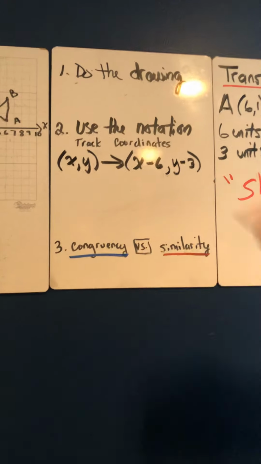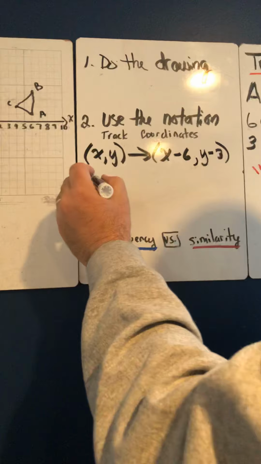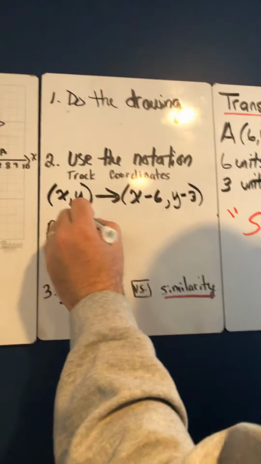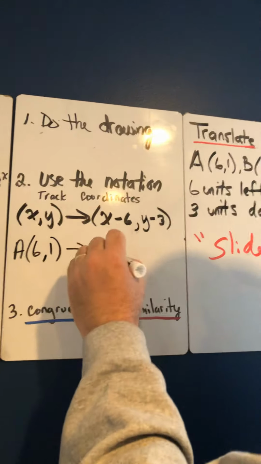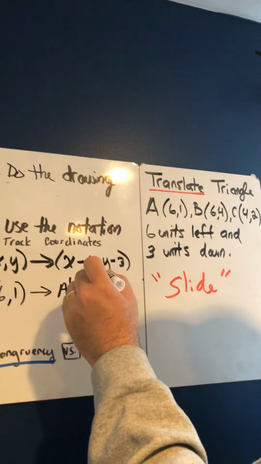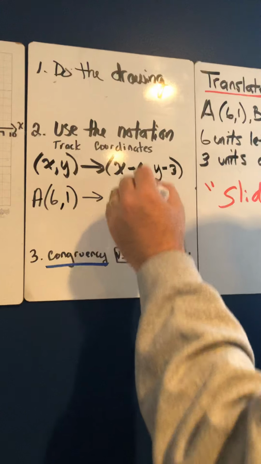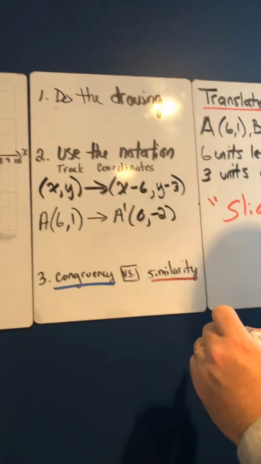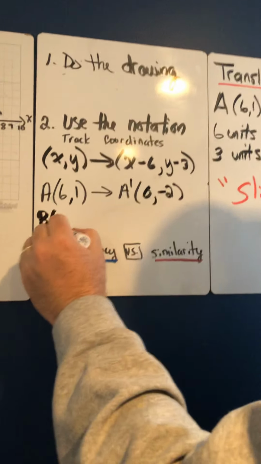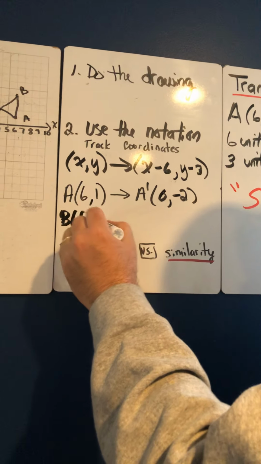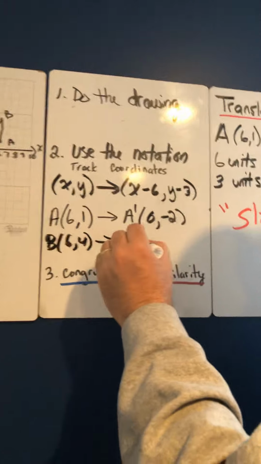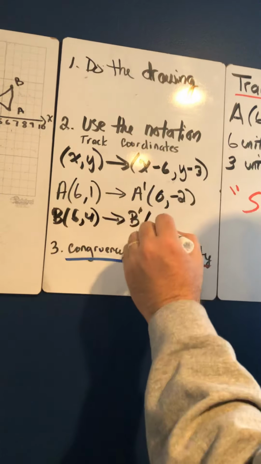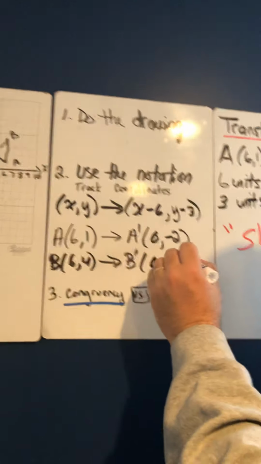So how does this help us? We can track the coordinates. If I take the original one, A was originally at 6, 1, and I want to find A prime, I just follow this rule. 6 minus 6 is 0, 1 minus 3 is negative 2. And I want to do that for all 3 points. So B was 6, 4. I follow my rule to get B prime. 6 minus 6 is 0, 4 minus 3 is 1.